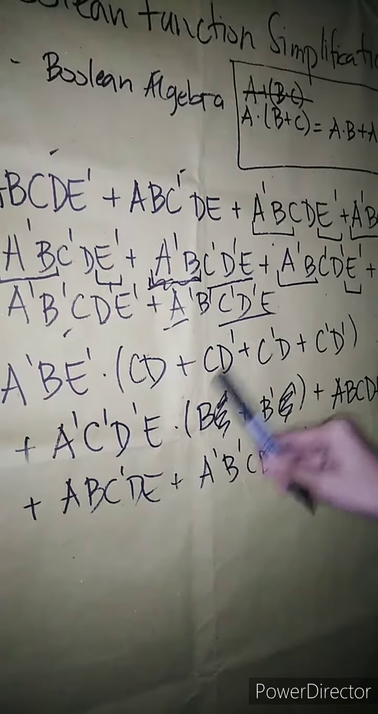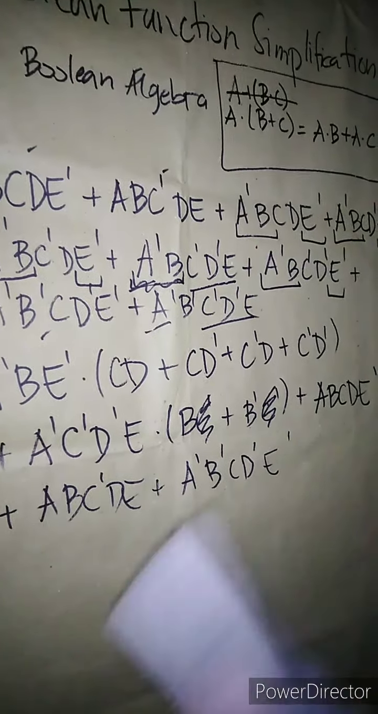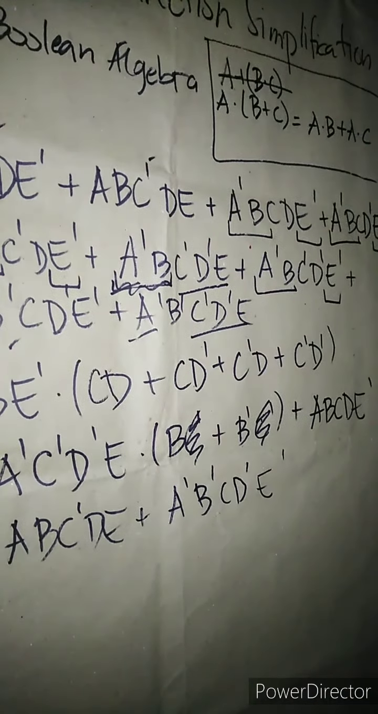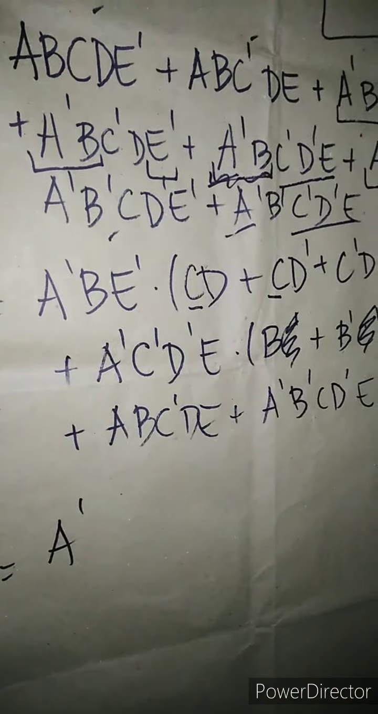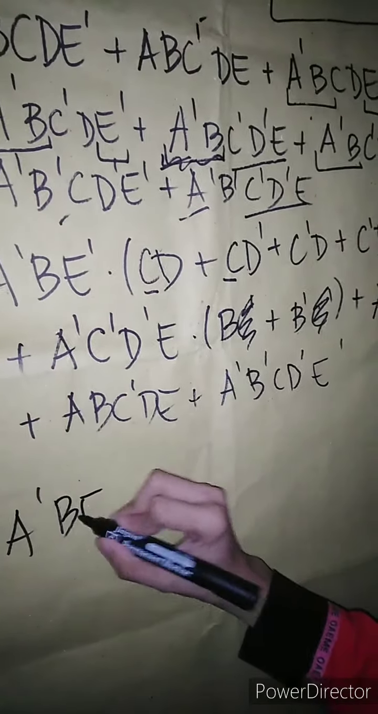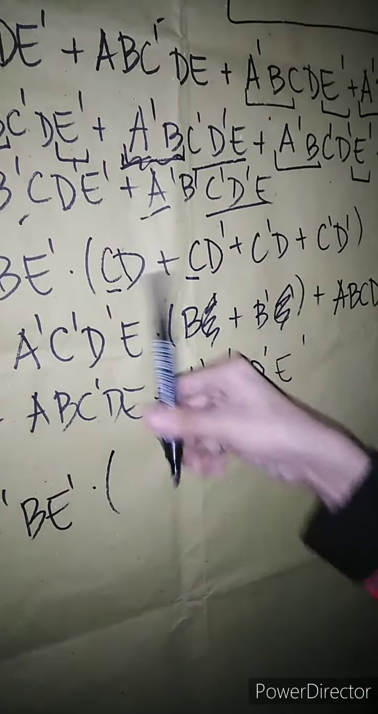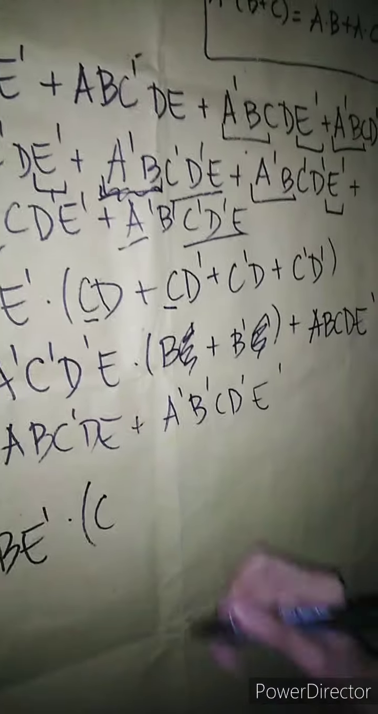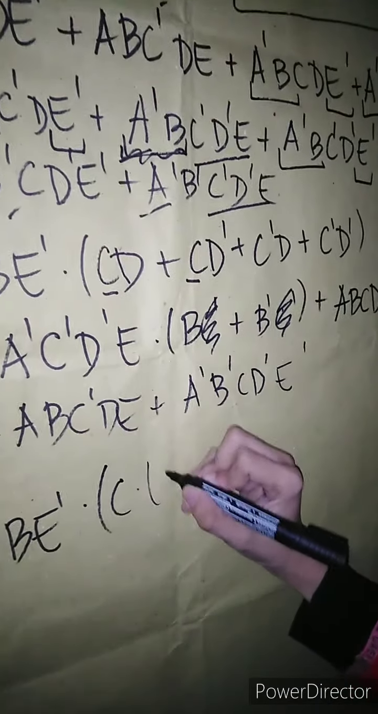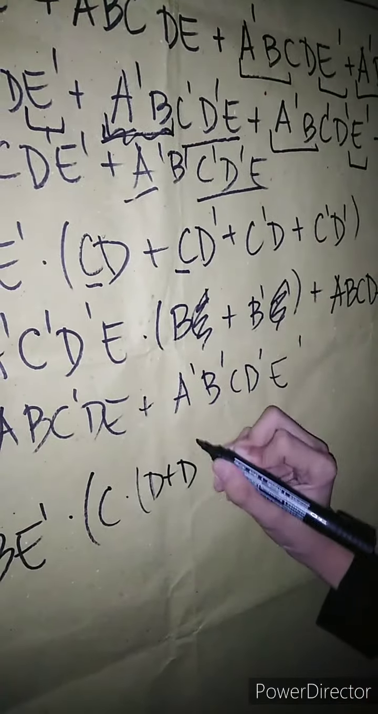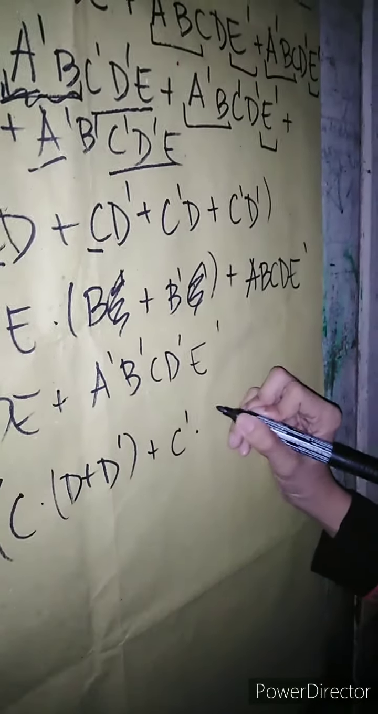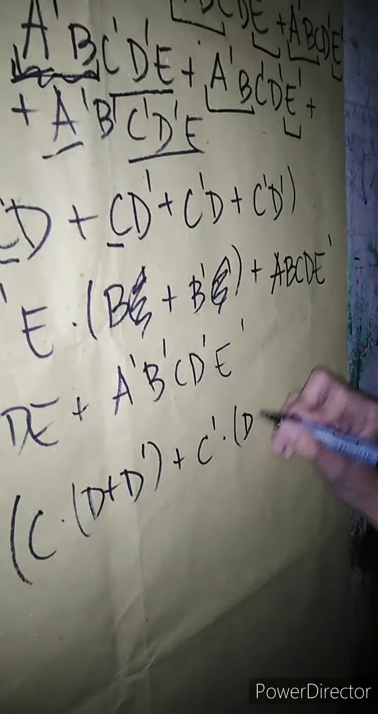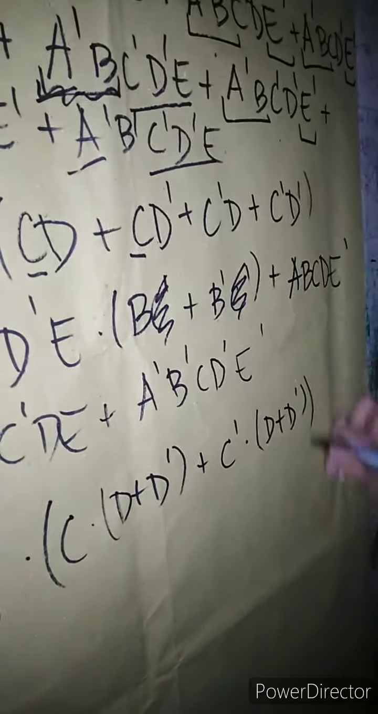For this one, it's pretty obvious na meron tayong mailalabas na common. So, we will have this and this. So, A prime B E prime, and C is being taken out. C and quantity D or D prime, or C prime and the quantity of D or D prime.